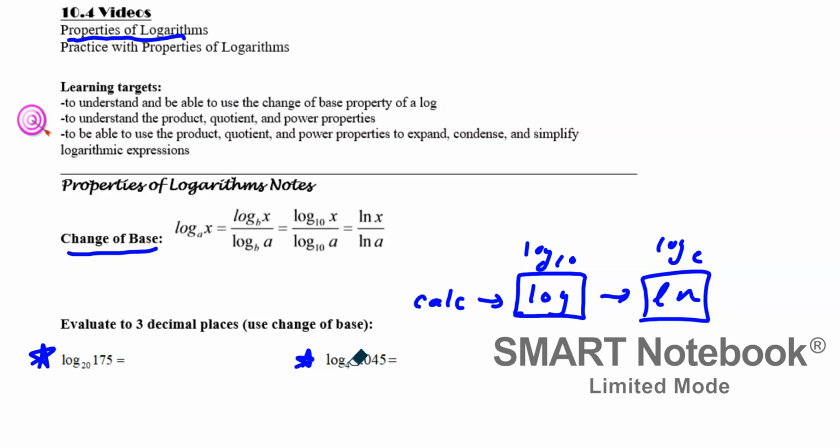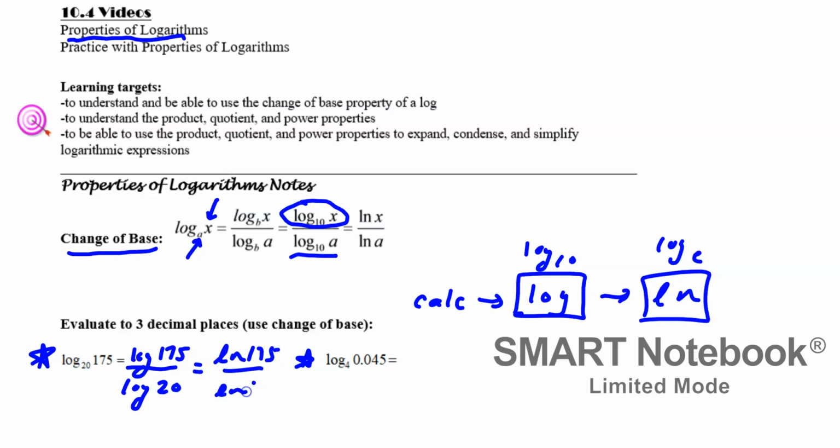And so what the change of base formula says you can do is if you have log base a of x, you could take log base 10 of your argument x and divide that by log base 10 of your base of a. Or you could do ln of your argument of x divided by ln of a, and it'll get you your decimal approximation. So in this first example, what you could do is either log base 10 of 175 over log base 10 of 20, or you could do ln of 175 over ln of 20.